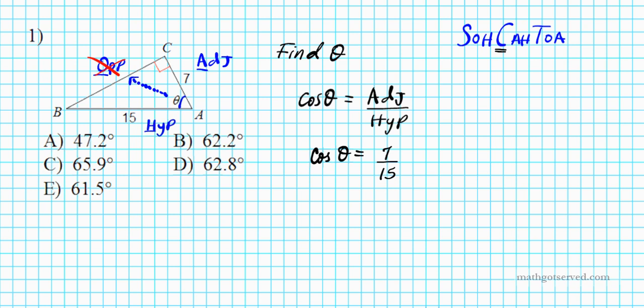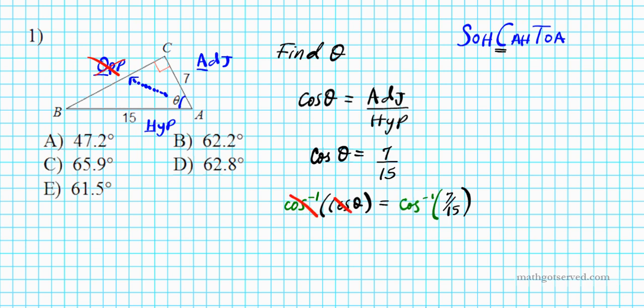Now to get theta isolated, we have to undo the cosine of theta. We're going to make use of the inverse of cosine, which is the arc cosine function. So we'll take the inverse cosine or arc cosine of both sides of the equation. This is the only way to get cosine undone. Do not try to divide both sides by cosine. That's inaccurate. You take the inverse cosine of both sides.